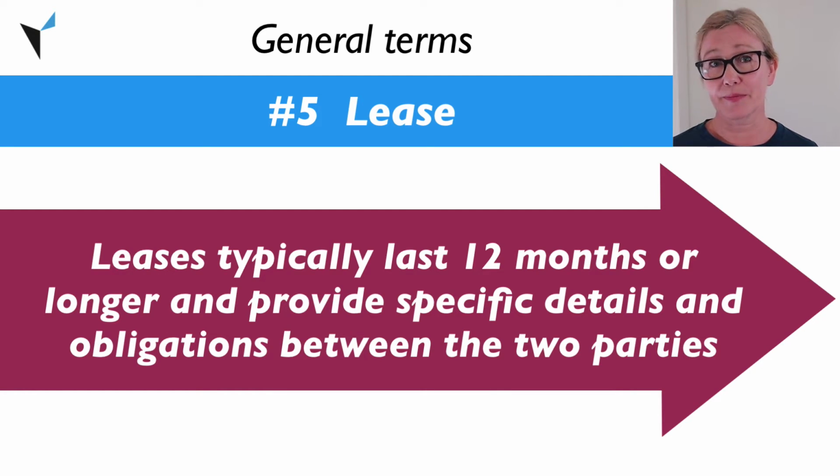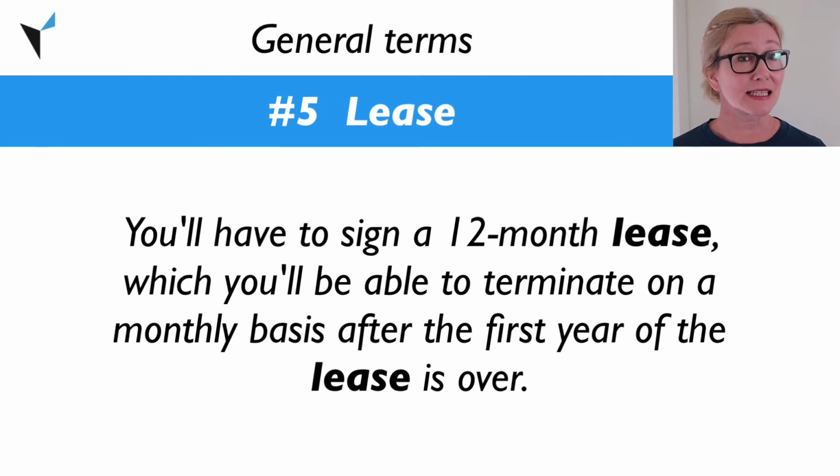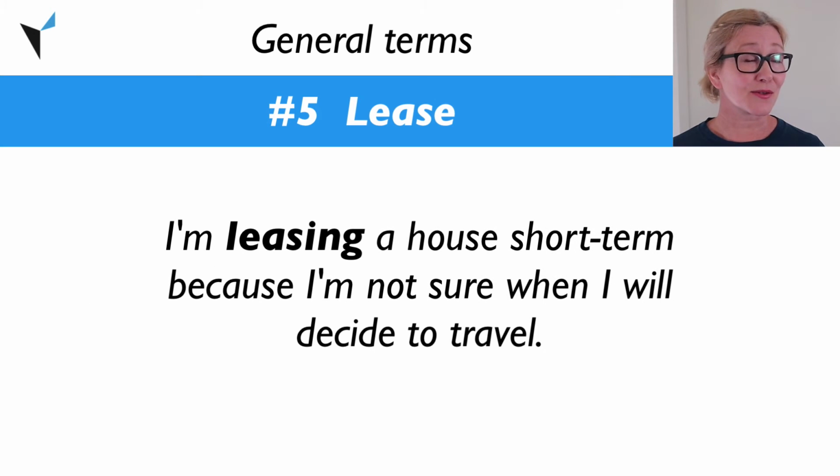Lease. Leases typically last 12 months or longer and provide specific details and obligations between the two parties who enter them. Examples. You'll have to sign a 12-month lease, which you'll be able to terminate on a monthly basis after the first year of the lease is over. I'm leasing a house short-term because I'm not sure when I will decide to travel.